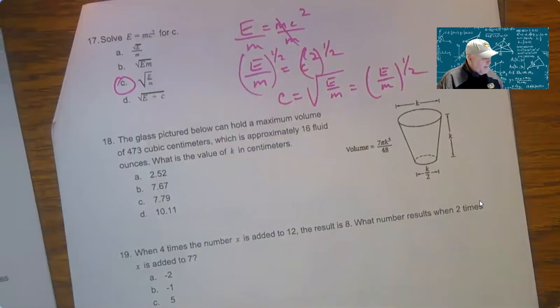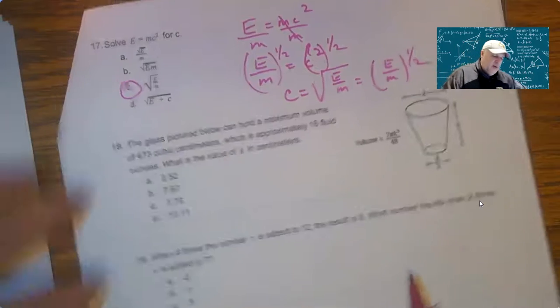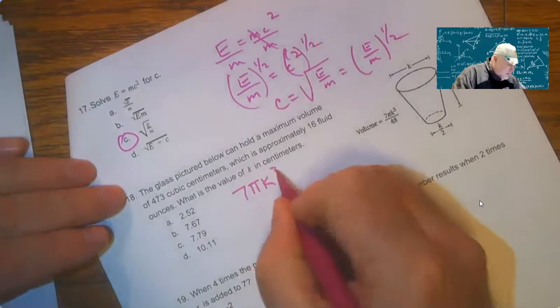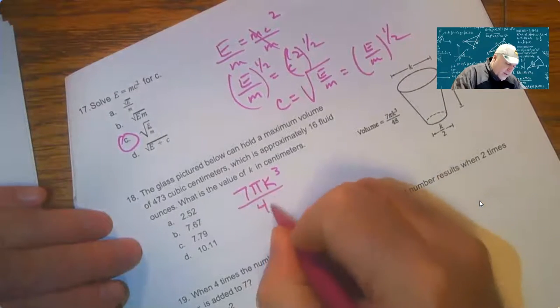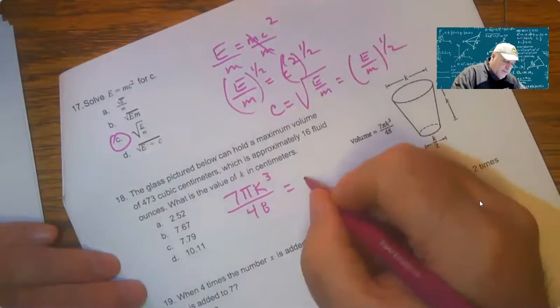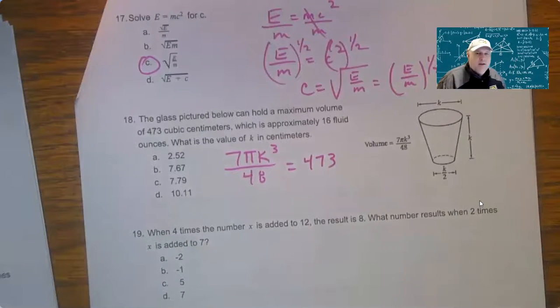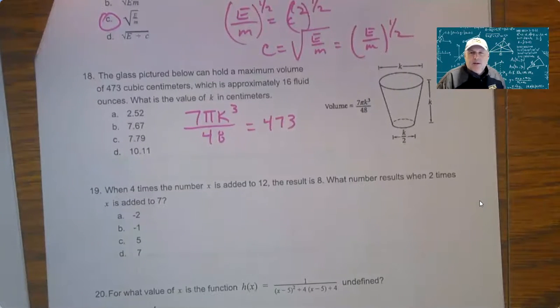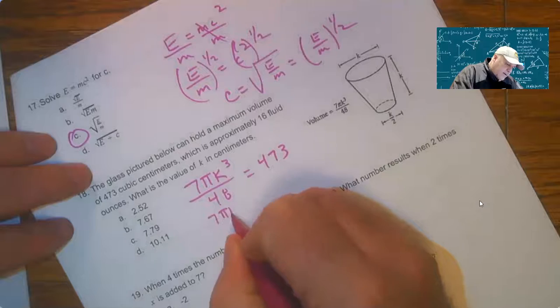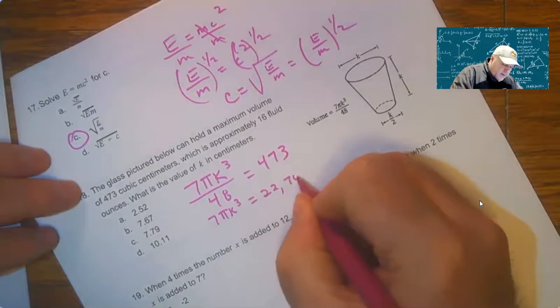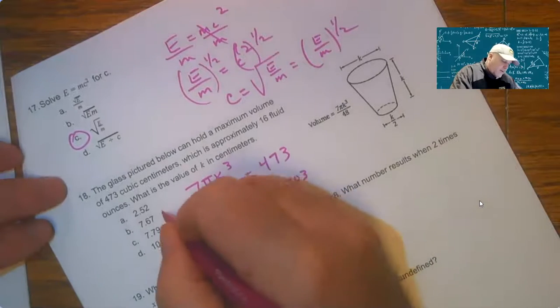Okay, so we have a volume statement here of 7 pi k to the third over 48. That equals the volume of 473. What is the value of k? So we need to solve for k by doing a cross product. So 7 pi k to the third, or multiply both sides by 48 is a better way to put it. It's 22,703. Both sides by 48.